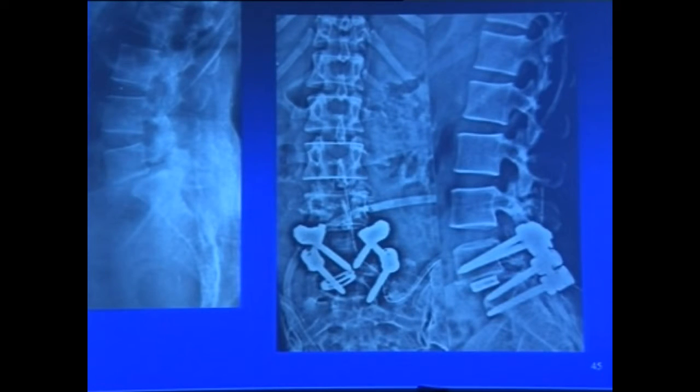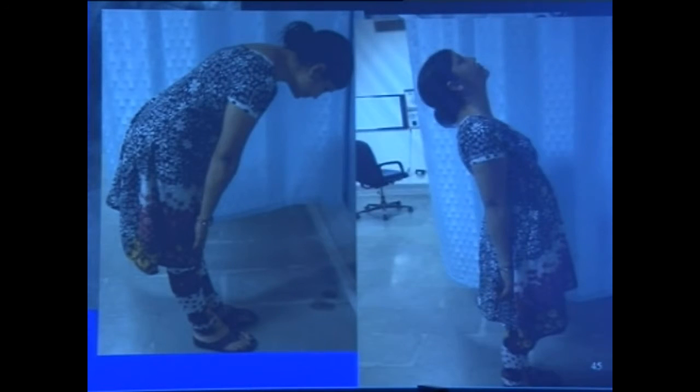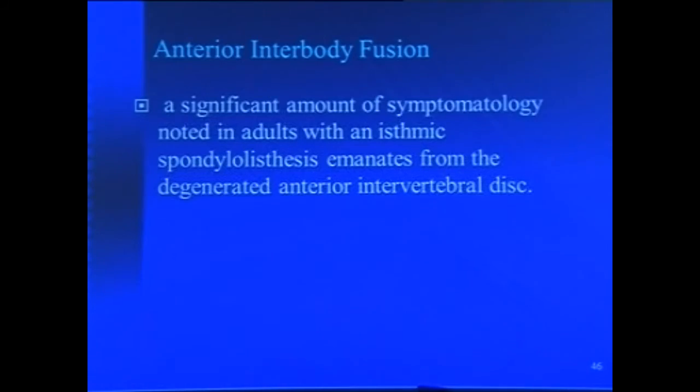with isthmic. Another patient of isthmic with a slip has been reduced and fixed. But this is the way we tend to reduce with this system.